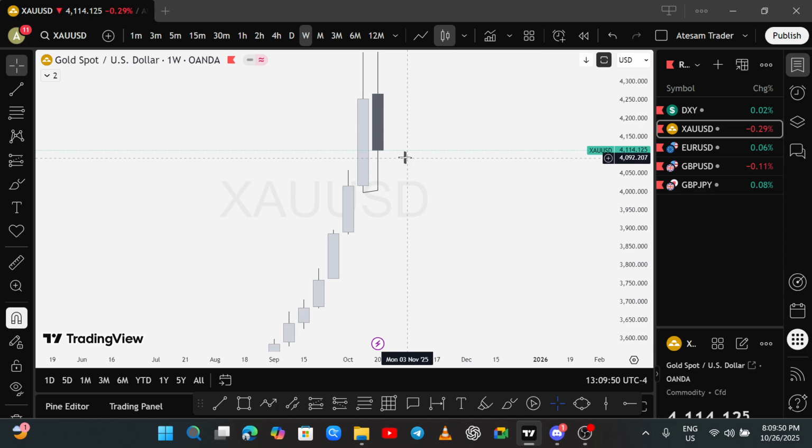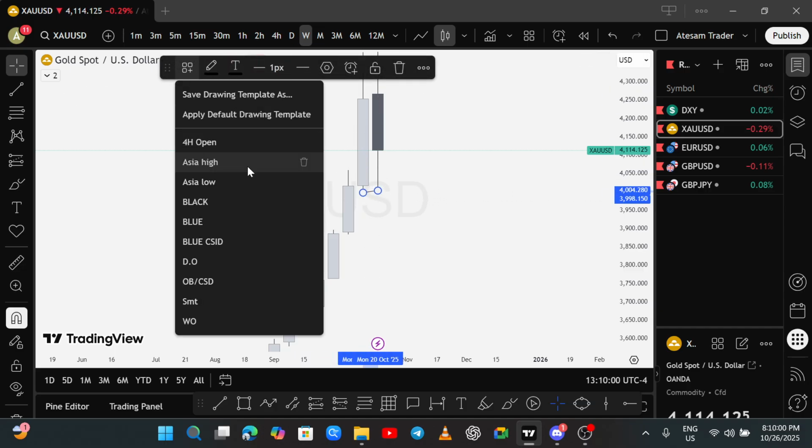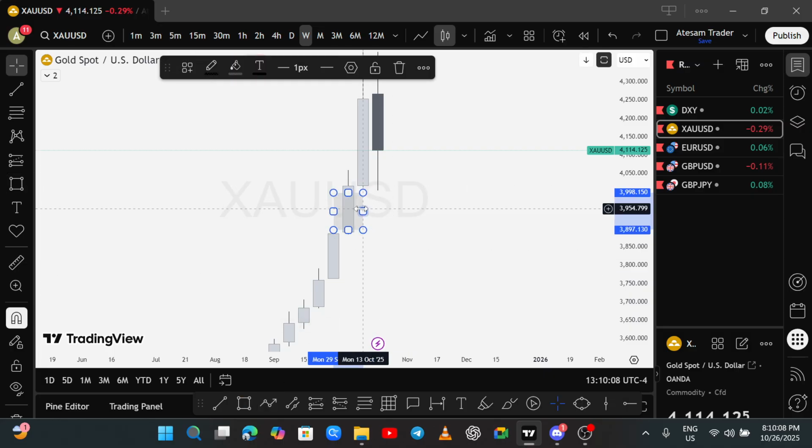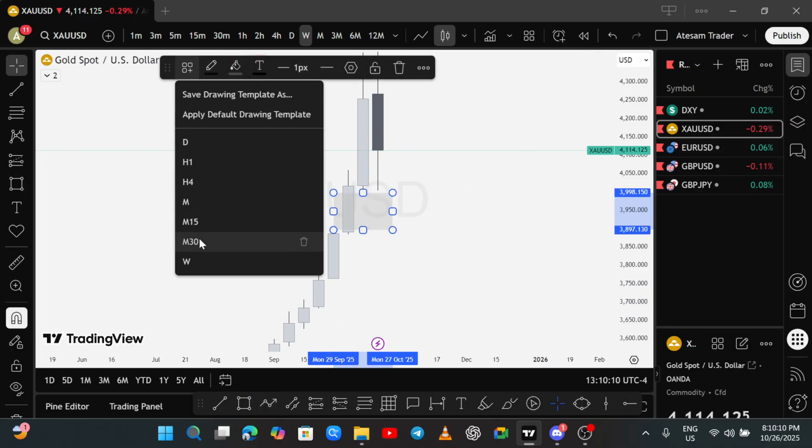Price can easily come and take this low and go up. The distance is so small, so we cannot trust this SMT until and unless we see some kind of rejection on the daily time frame. Let me mark this fair value gap so that we can keep this in mind.